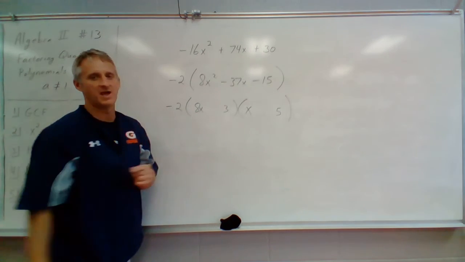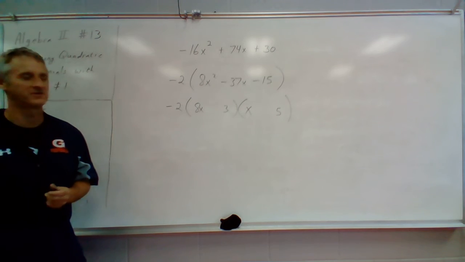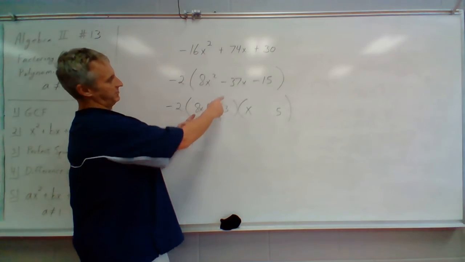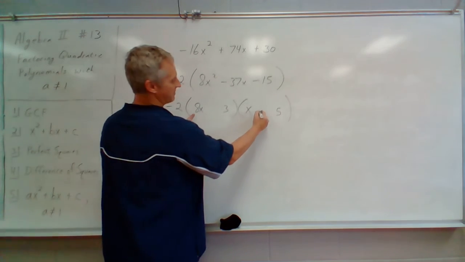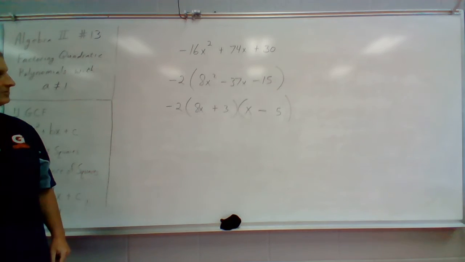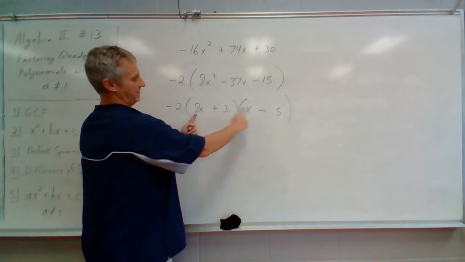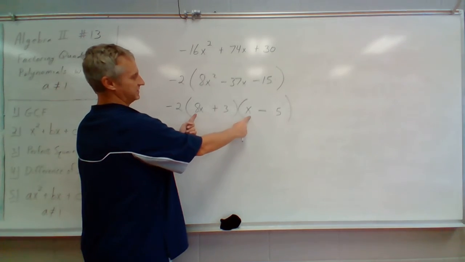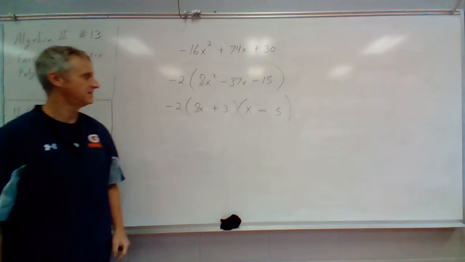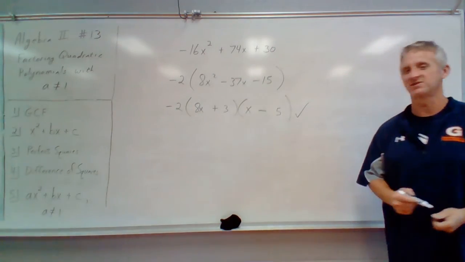40x, 3x, ding, ding, ding. I can get a 37 out of a 40 and a 3. 40 minus 3 is 37. All right, so I need a negative 37, so I'll need a minus 40 and a plus 3. All right, let's double check that. 8x squared minus 40x plus 3x is minus 37x minus 15. Finally, I got it after trying every single possibility.